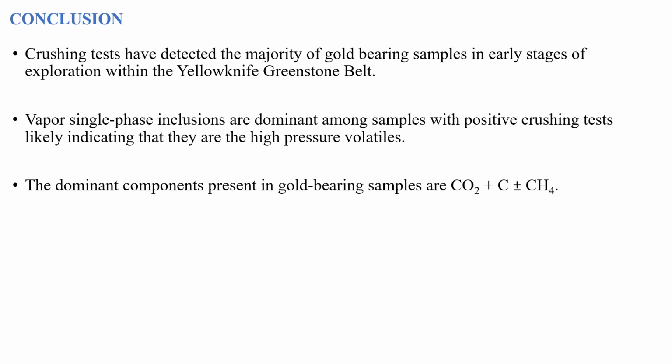We found out that vapor single-phase inclusions are the higher pressure volatiles detected in positive crushing tests. In many cases, these are either pure carbon dioxide or a mixture of carbon dioxide and methane. We tried to find a systematic distribution between volatiles and gold. Our results suggest that carbon dioxide and graphite, with or without methane, seem to be present in all of the gold-bearing samples. Of course, this project is not finished yet, and as we analyze more samples, we will be more confident to suggest this correlation.